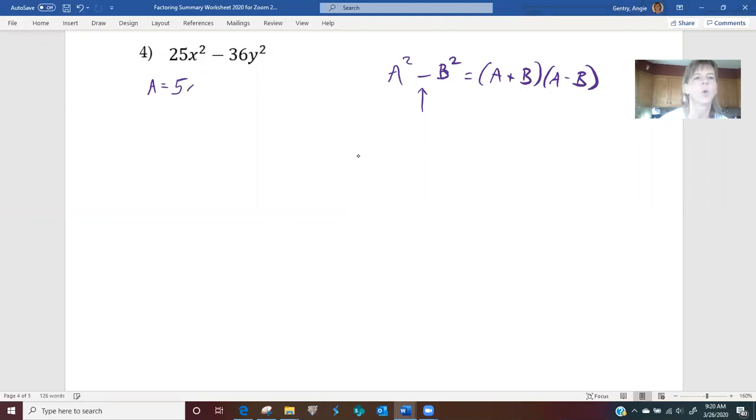Well, a 5x quantity squared, because you see a 5x squared is 5 squared x squared, because each one inside gets that exponent. So a would be 5x. What would b be if b squared is 36y squared? So b would be 6y, because if you square it, you get a 36y squared. So since this is a difference, meaning the minus sign, it will factor into a plus b and a minus b. So you just simply grab that a and the b, and the a and the b, and you check it by FOIL.